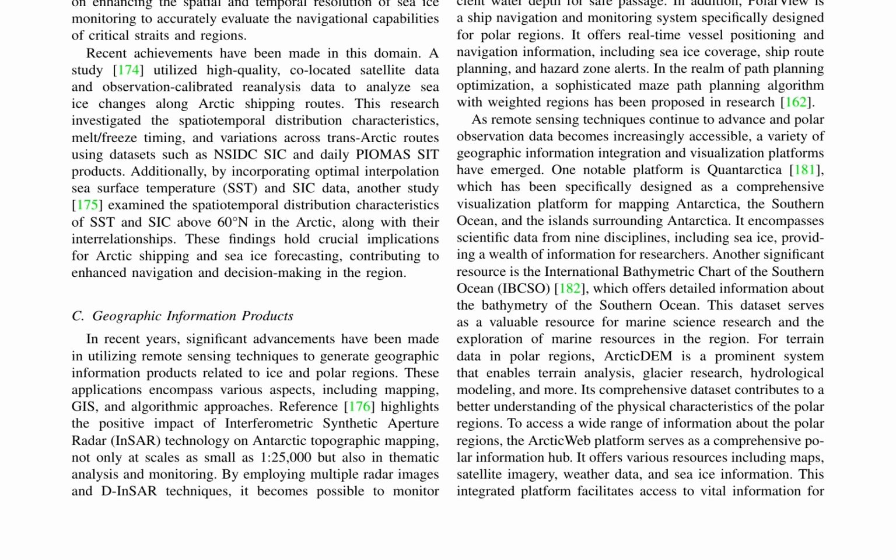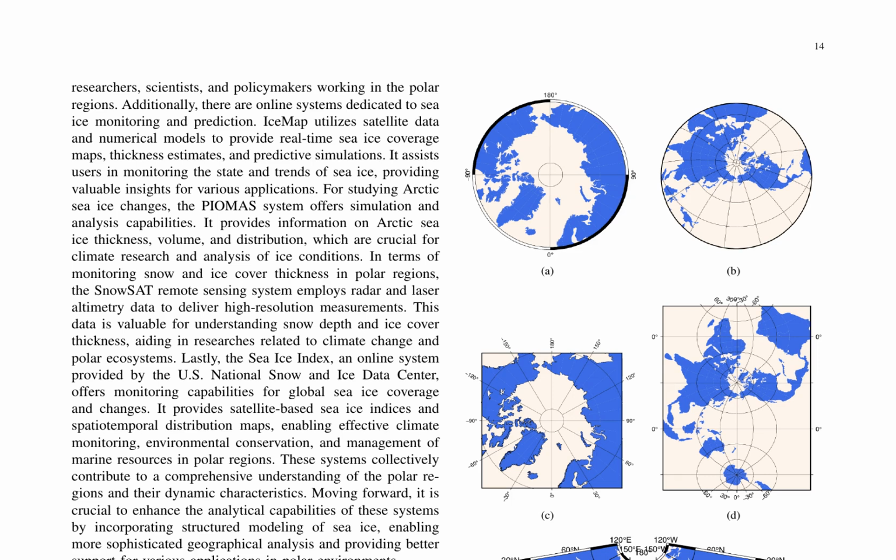Novel research has focused on enhancing the spatial and temporal resolution of sea ice monitoring to accurately evaluate the navigational capabilities of critical straits and regions. Geographic information products, such as sea ice distribution maps, ice edge charts, and route planning tools, serve as crucial aids for ships, enabling them to navigate safely and avoid ice-prone areas.